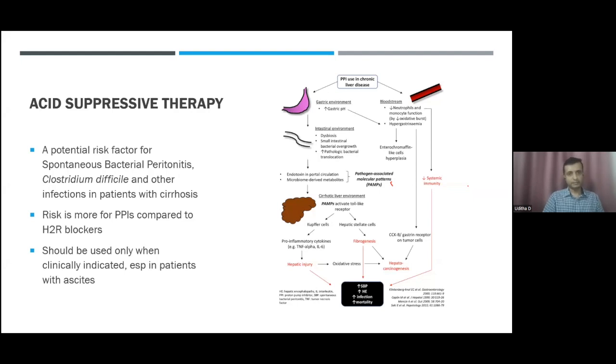So acid suppressive therapy should only be used when clinically indicated, especially in patients who already have ascites, because those are the patients at risk for SBP. So only when clinically indicated and for the shortest duration possible. So they should not be indiscriminately on acid suppressive therapy for long periods.